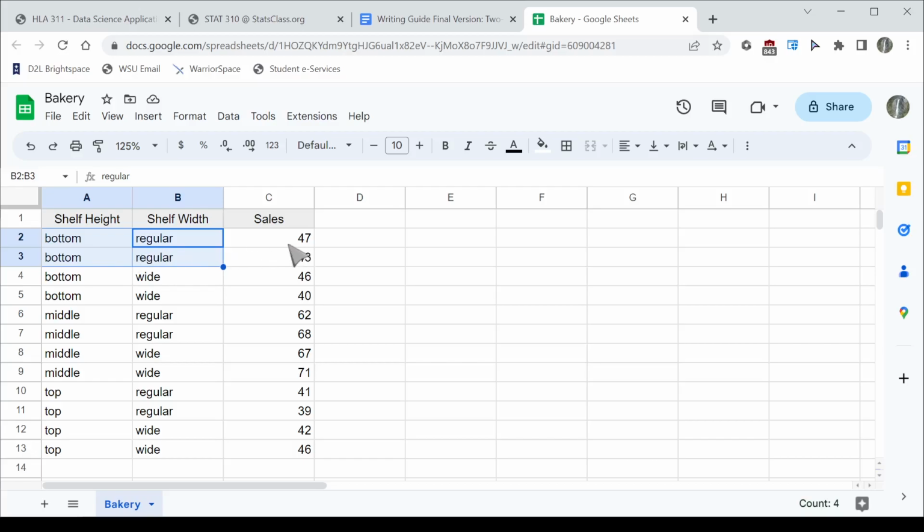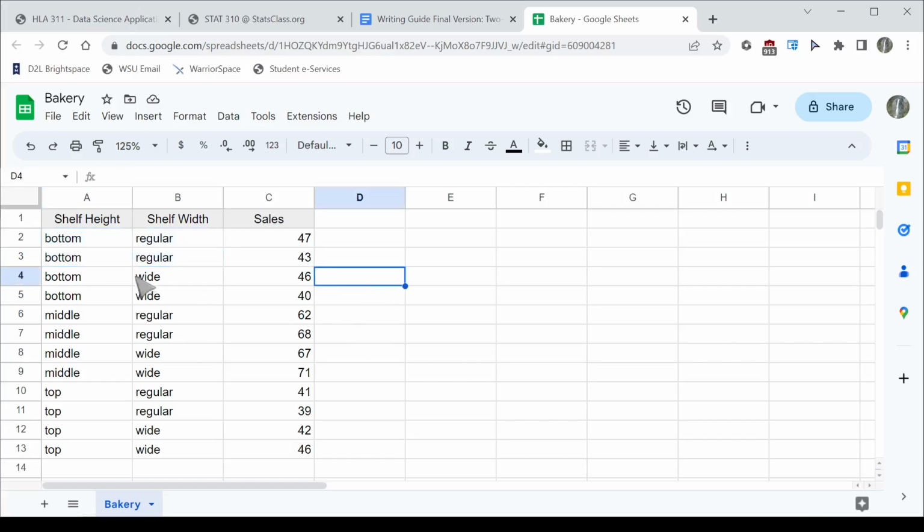So then I would be computing the average of the 47 and the 43, which gives me an average of 45. The n value, or the sample size here, would be 2 in that case. And then I would have another row for bottom wide, which would be the average of 46 and 40 here, which again has a sample size of 2 and would have an average of 43. And then I'd have to figure out what the standard deviation is of those two numbers. So when the interaction term is significant, I've got to do these averages in combination of both of these variables.